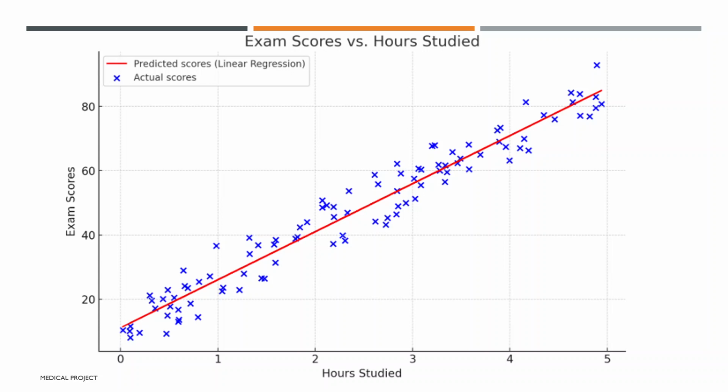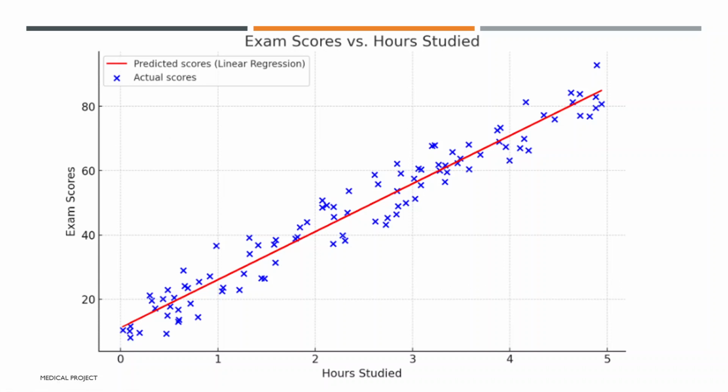For example, if a student studies for, let's say, 4 hours, you can look at where 4 hours meets the line on the graph and predict their exam score. So in this case, this is where we have the 4 hours here. All you need to do is move up from here down to where 4 hours meets this red line and move straight down to the left.